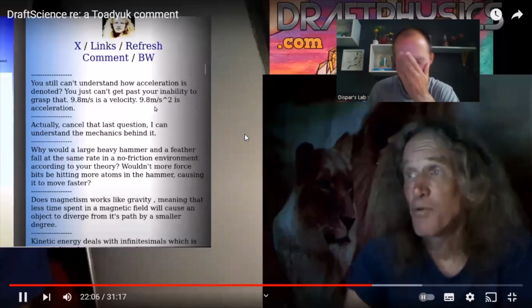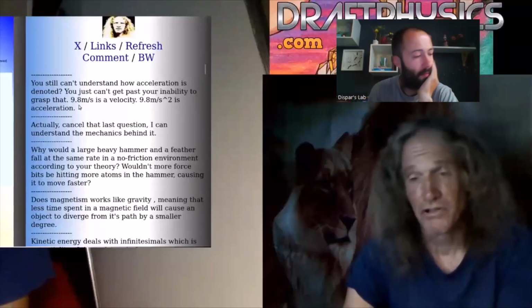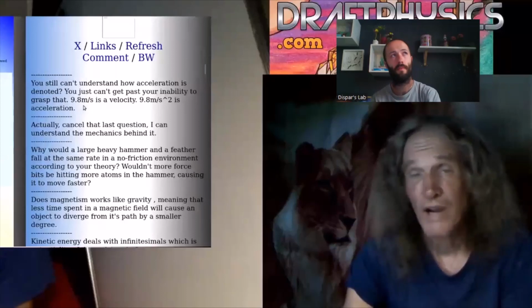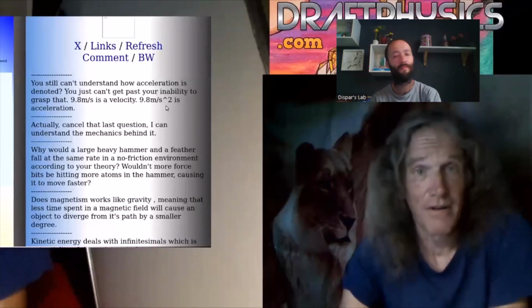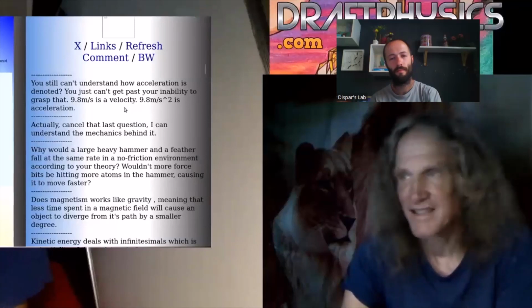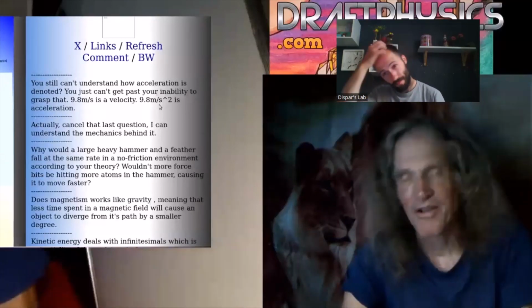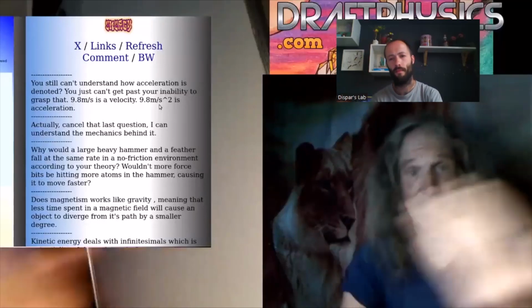And then he says 9.8 meters per second squared is acceleration, because that's what we said. That somehow the rate of acceleration is somehow something different, okay, than a rate of velocity. When no, it's just a change in velocity. So yes, it's the same exact thing. You have a rate of changing your velocity, and it's the same as the rate of what's your velocity.